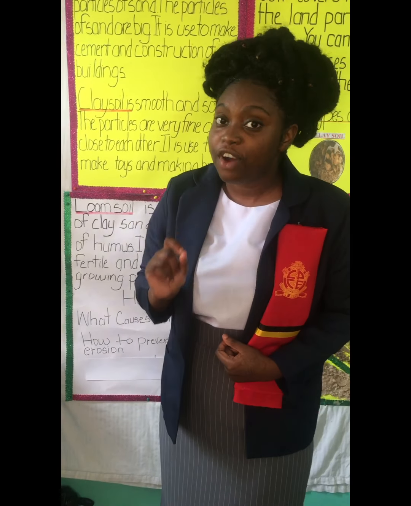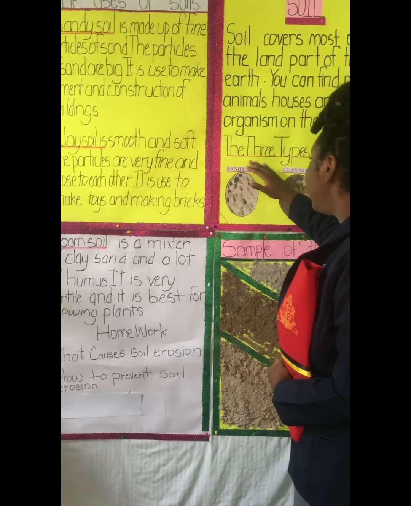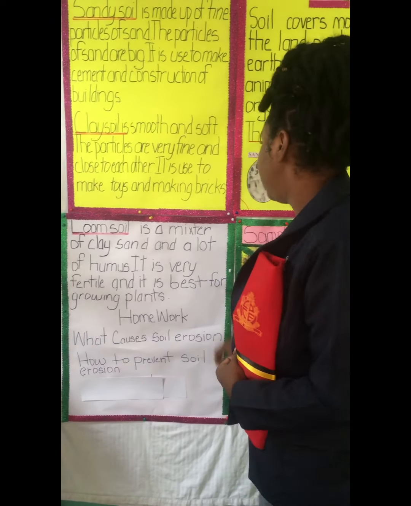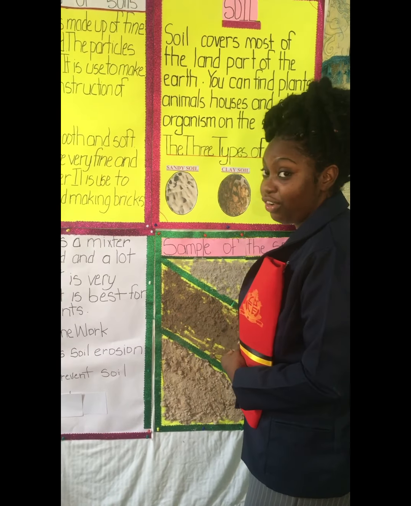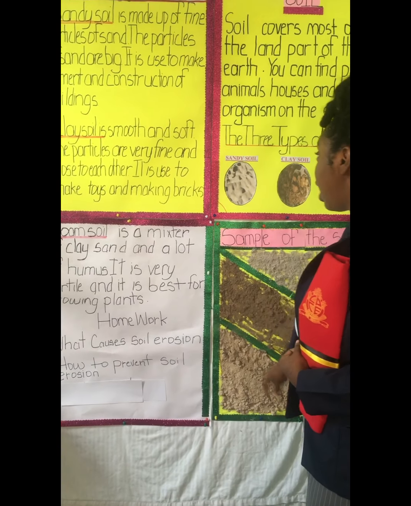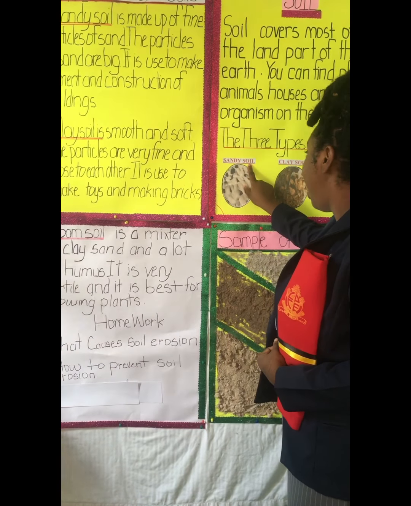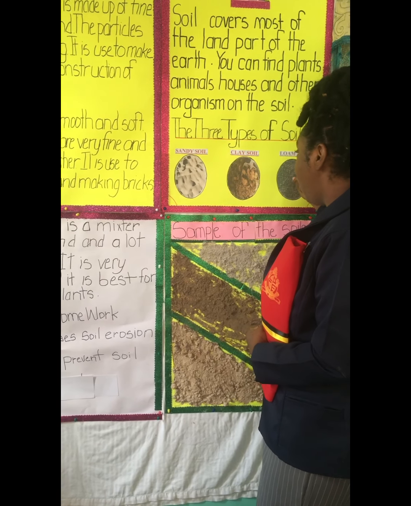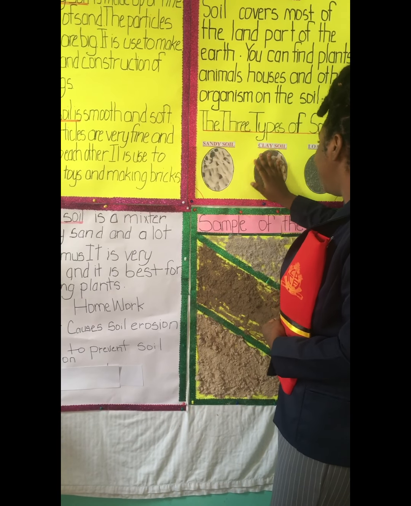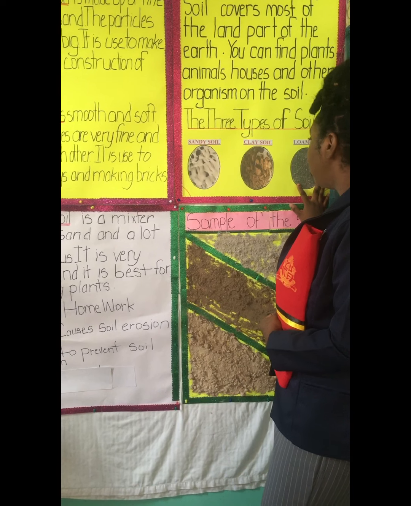Now, the first thing we will be looking at is the three types of soil. There are many types of soil, but today we will be focusing on these three common types, right? And these three common types are around us, in our neighborhood. The first one we have is sandy soil, and then clay soil, and loam soil. Now here are some pictures to show you the sandy soil, the clay soil, and the loam soil.